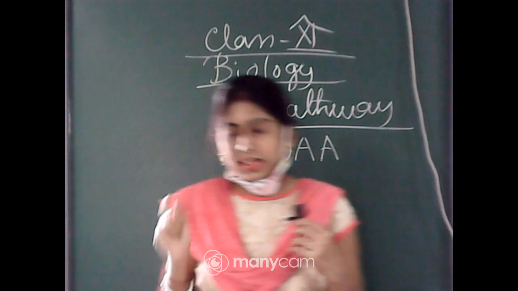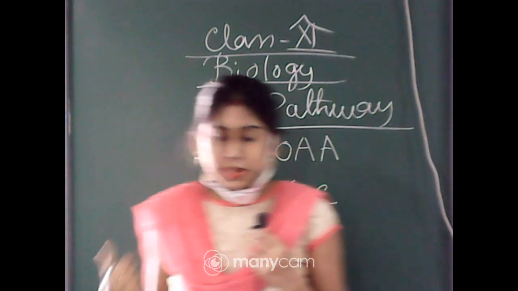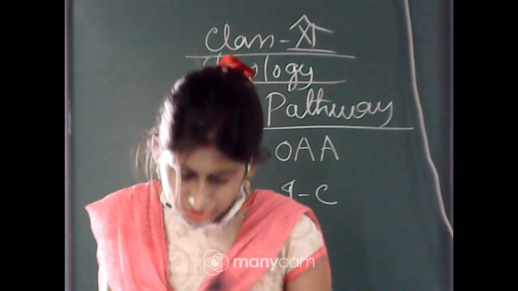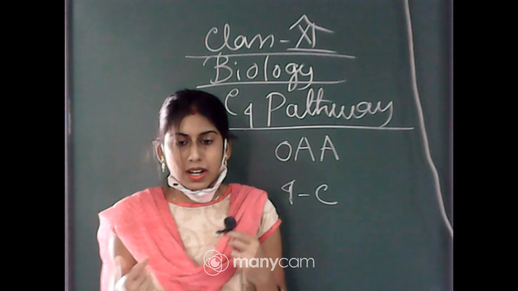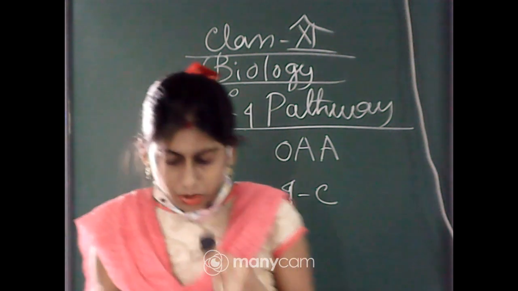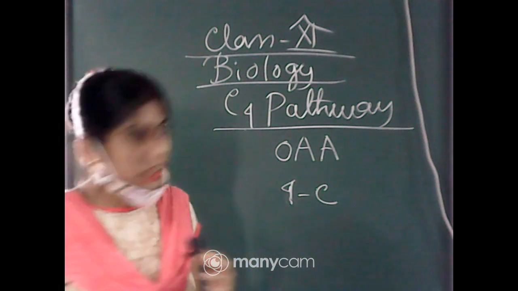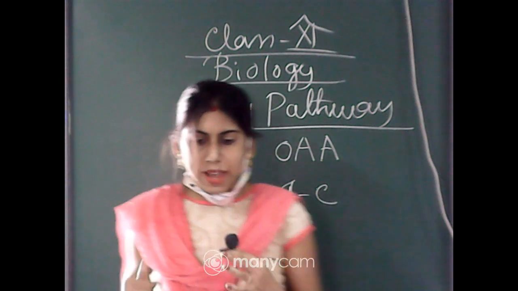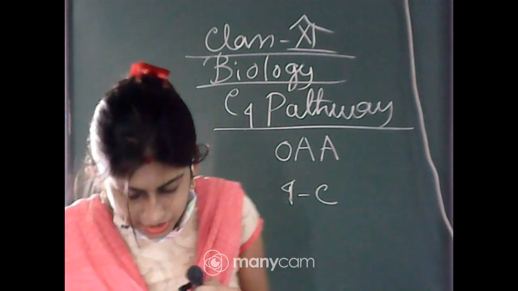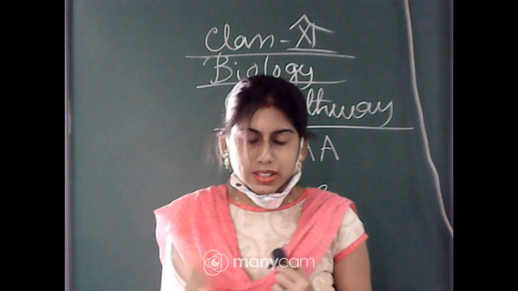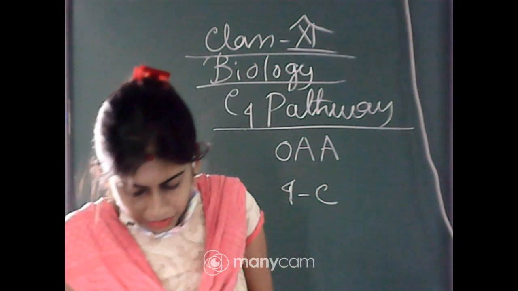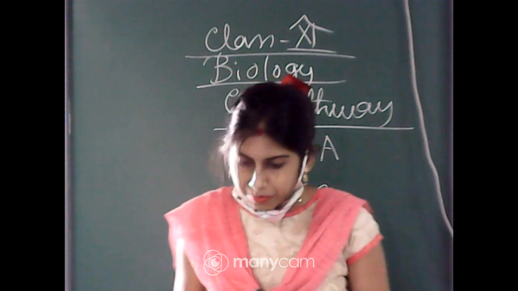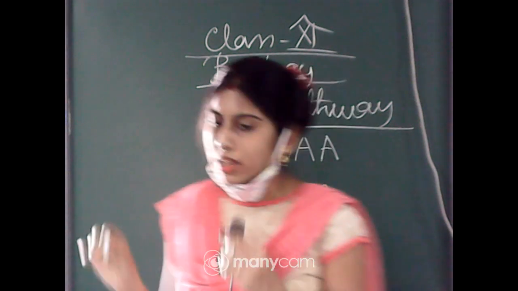And these C4 plants are quite special. These plants mainly can be found in the dry region. On what basis are they special? Because these plants have a different leaf anatomy. With the help of that they can tolerate higher temperatures, and they can respond to high intensity of light. And they lack a process which is called photorespiration.